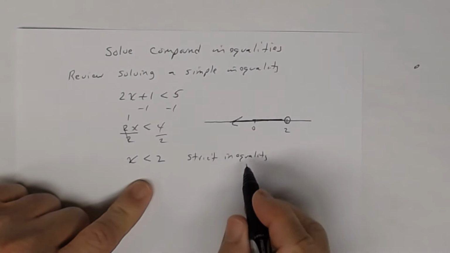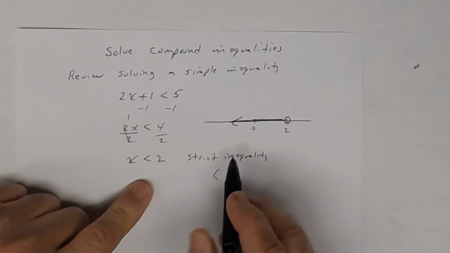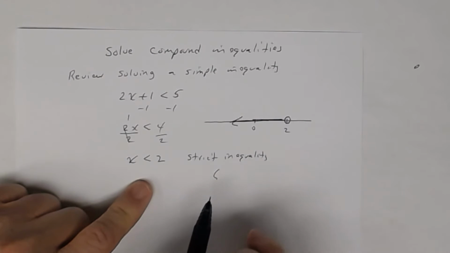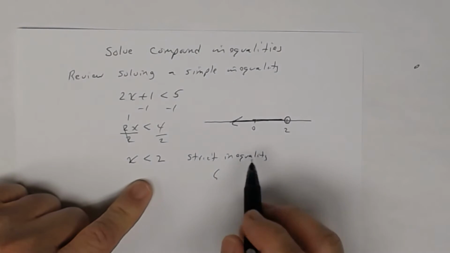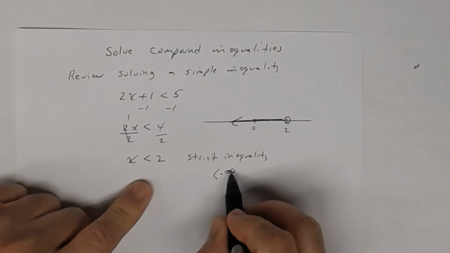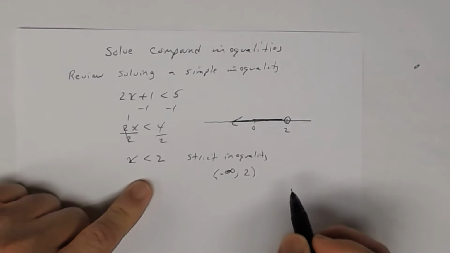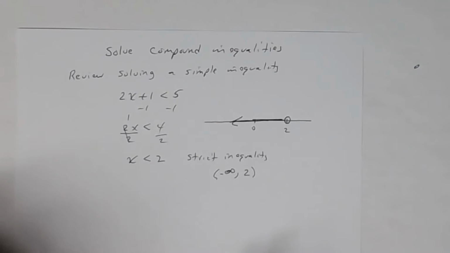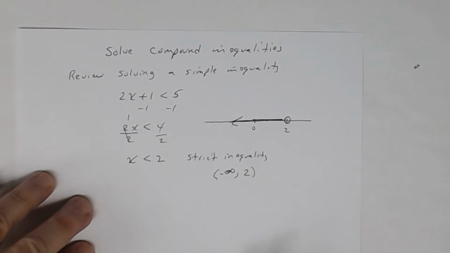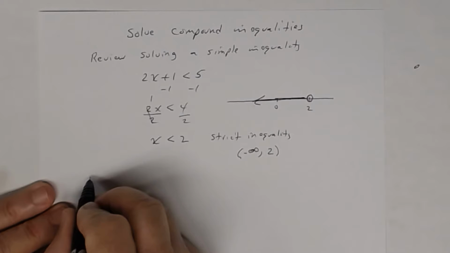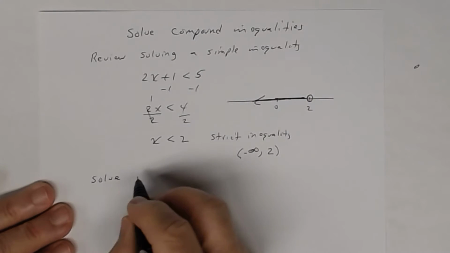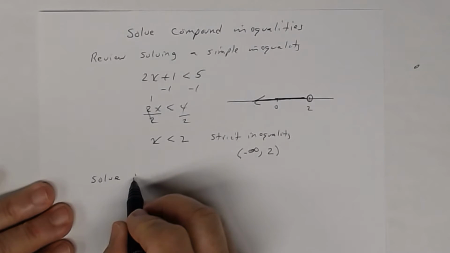Now, in interval notation, remember, you always read the graph from left to right. So you're going from negative infinity to 2 with parentheses. Negative infinity, comma, 2 with parentheses. And so that's how you solve the simple inequality. Now what we want to do, though, is solve a compound inequality. So let's look at solving a compound inequality.